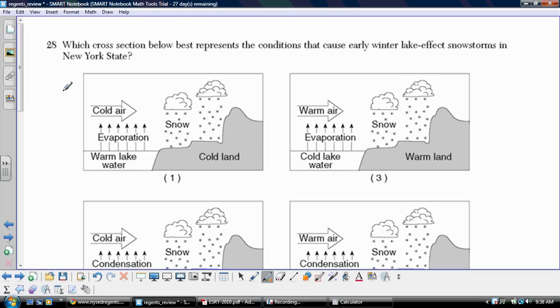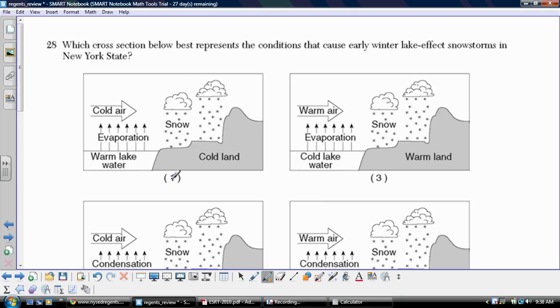Because the high specific heat of the liquid water allows it to keep its heat longer in the wintertime. So we're going to get evaporation taking place up off of warm water. And then that cold air, which moved over the warm water, is going to move over cold land, and we're going to get that air mass cooled to the dew point, snow.